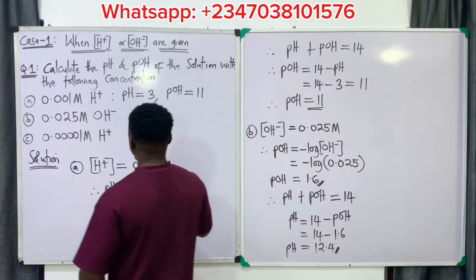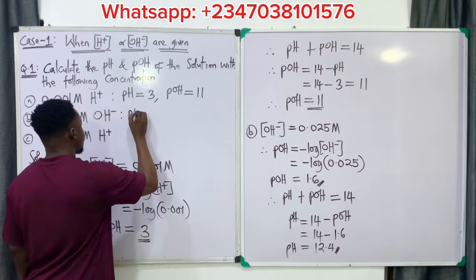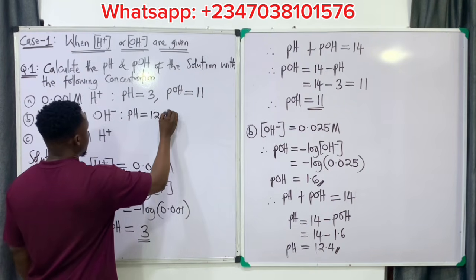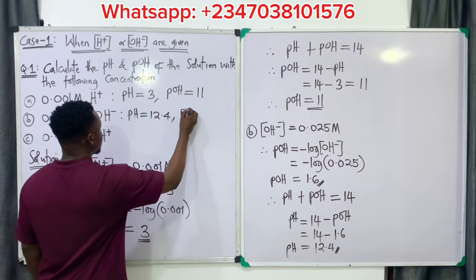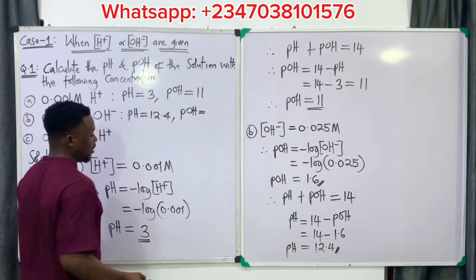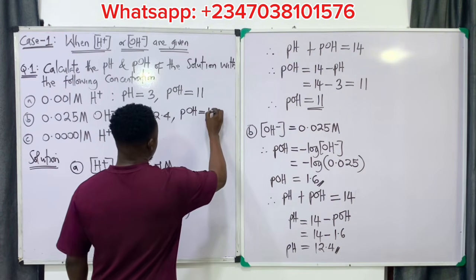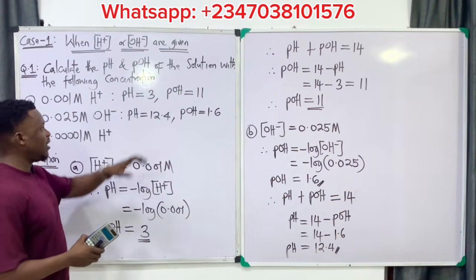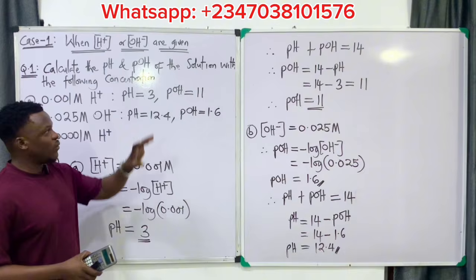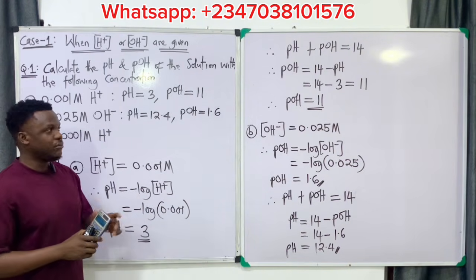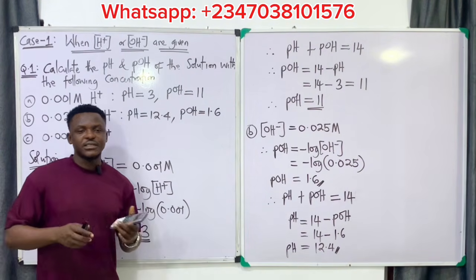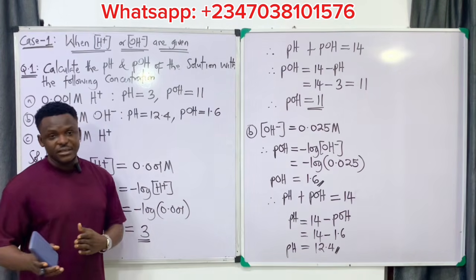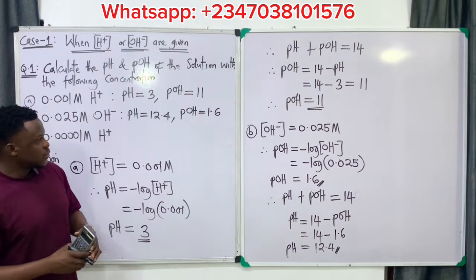So for this second one, our pH is equal to 12.4 and our pOH is equal to 1.6. Okay, now at the end of the day, once I'm done solving, I'll put out the scale on the board and explain which number is going to be acidic and which number is going to be basic. So let's stick to this video.